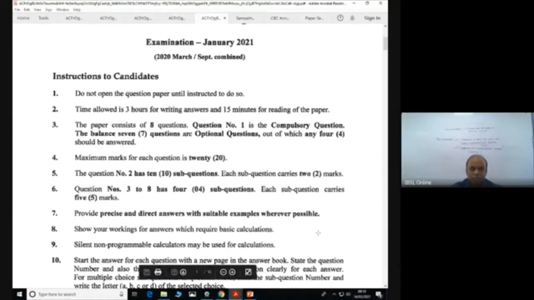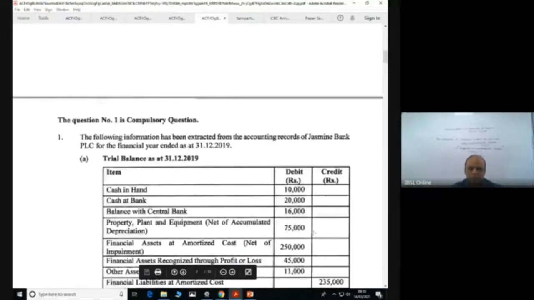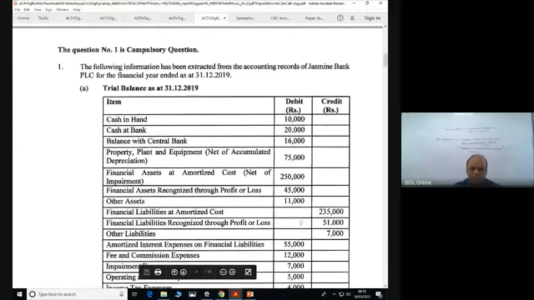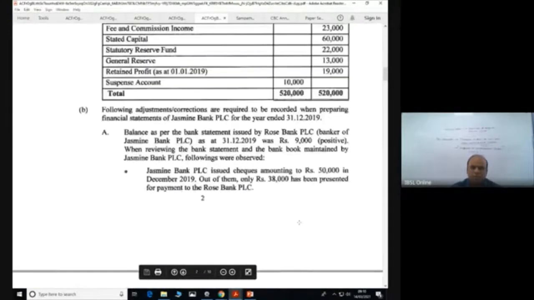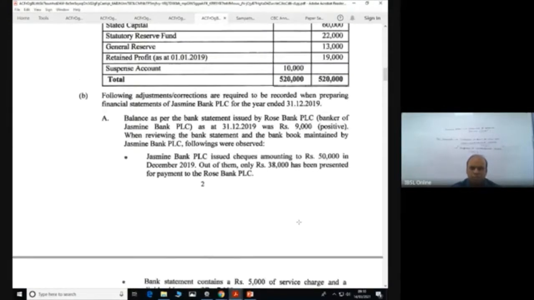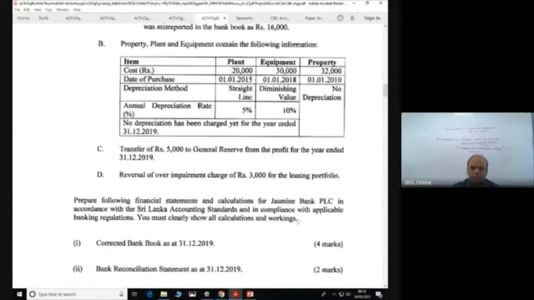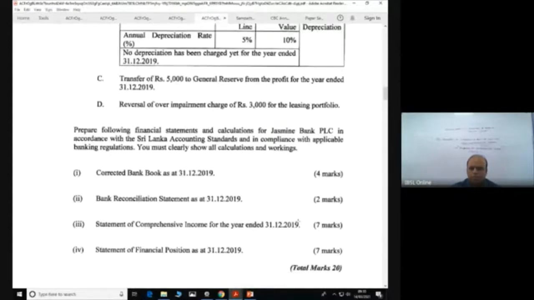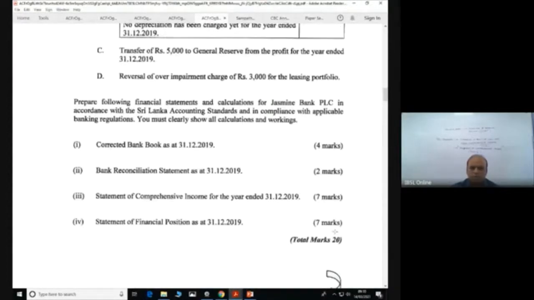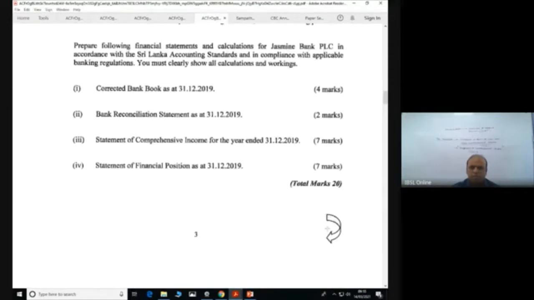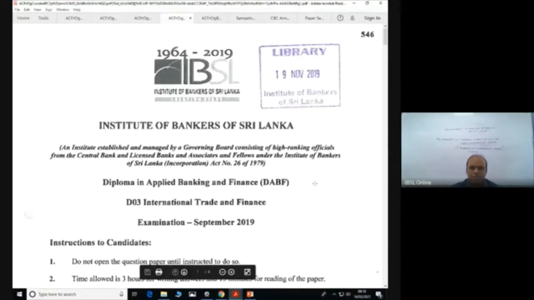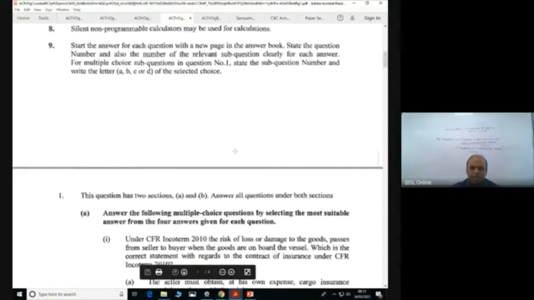Let's look at the January 2021 question. Again, in question number 1, you have a trial balance. Then you have some adjustments also. This is the standard structure. Let's look at the questions. This time it's slightly different. See, the structure of the question has changed. Let's look at 2019 first, then we'll come to this.